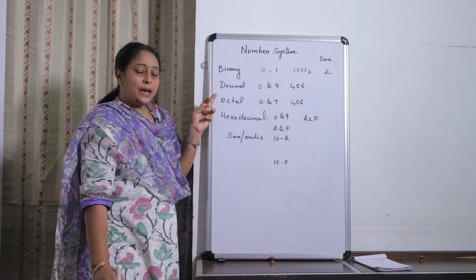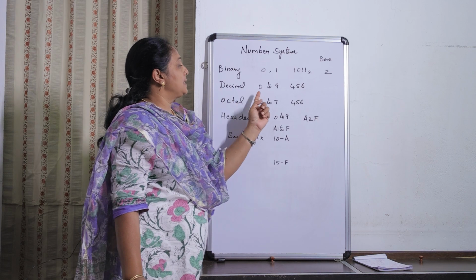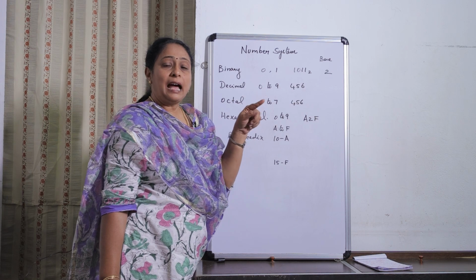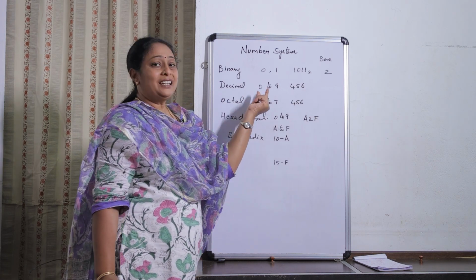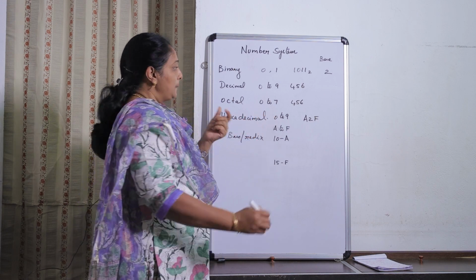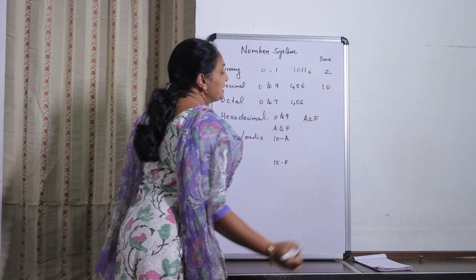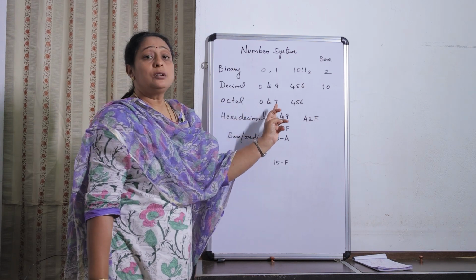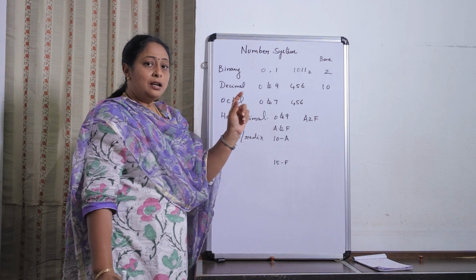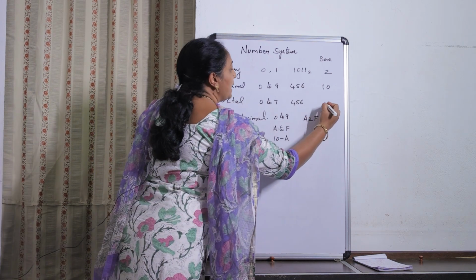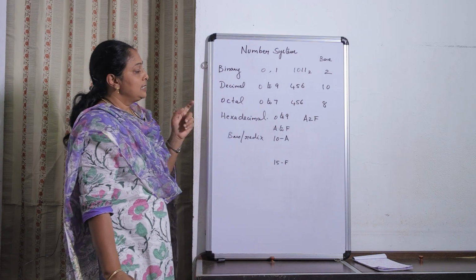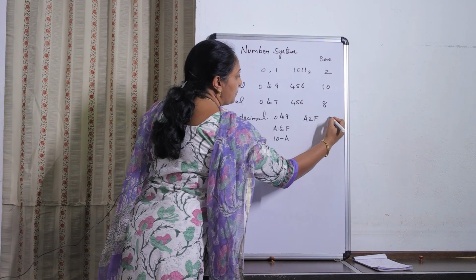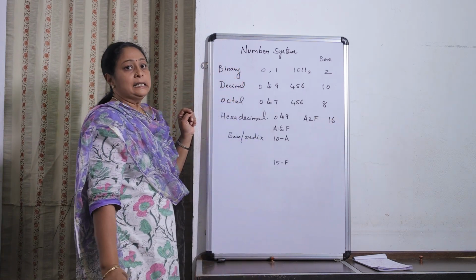And the base of decimal number system. In decimal number system, we are using the digits 0 to 9. Totally we have 10 digits. And because we are using 10 digits to write one decimal number, the base of decimal number system is 10. Similarly, in octal, we can use 0 to 7. That is totally 8 digits we are using to write one octal number. So here the base of octal number system is 8. Similarly, in hexadecimal we have 16 digits. So obviously the base of hexadecimal number system is 16.